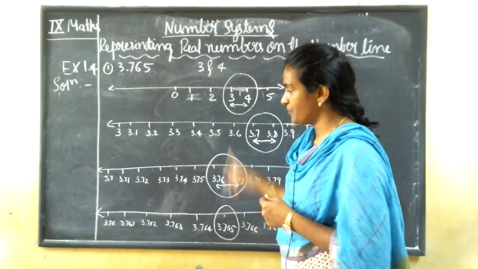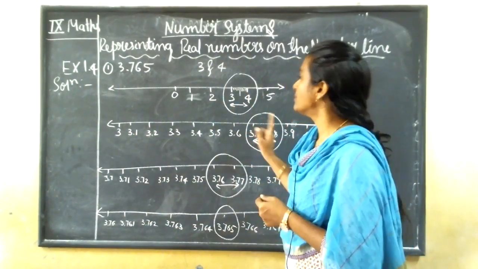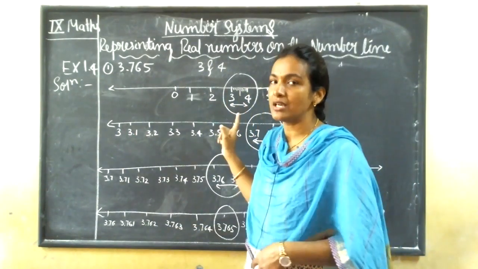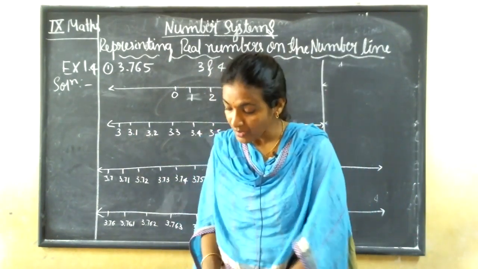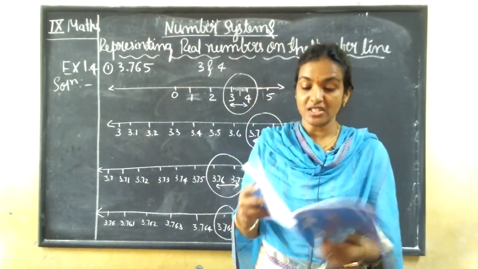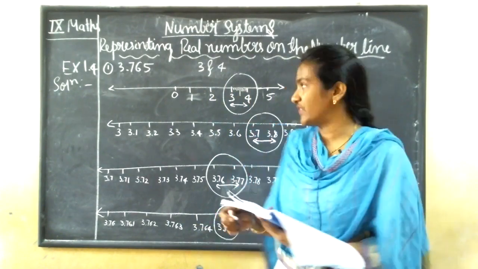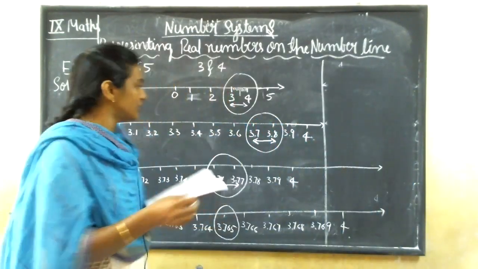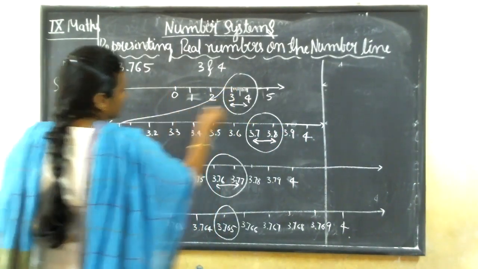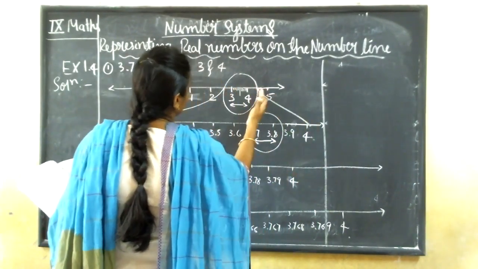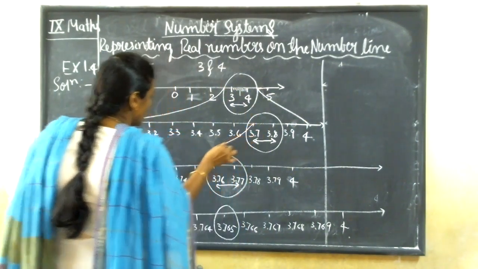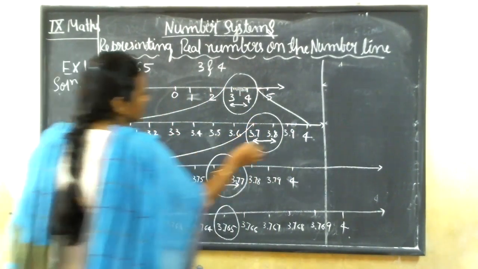This kind of drawing the number line, representing the real number on the number line, is called successive magnification. It is called successive magnification. In your textbook they have drawn the line here. So let us draw that one. They drew it like that. Only this portion you are going to take here. It shows nothing else, only this portion.